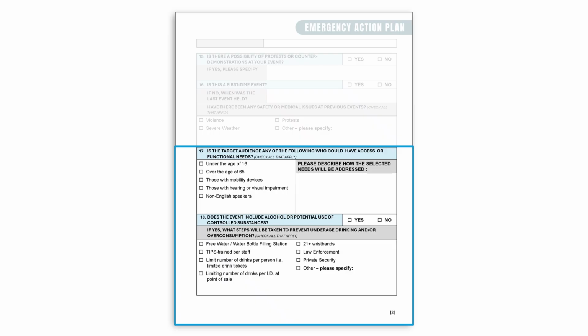Question 18. Are alcohol or controlled substances expected? Alcohol increases the risk of medical issues and security incidents. This helps you plan for TIPS, trained servers, and on-site support.